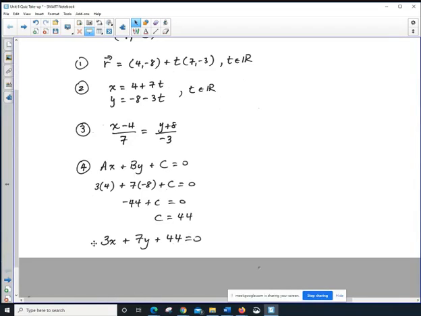So the nice thing about the Cartesian form is that everybody should be getting the same answer, as opposed to here where your answers could look very different. All right, any questions on number 1? Okay, let's get to number 2.